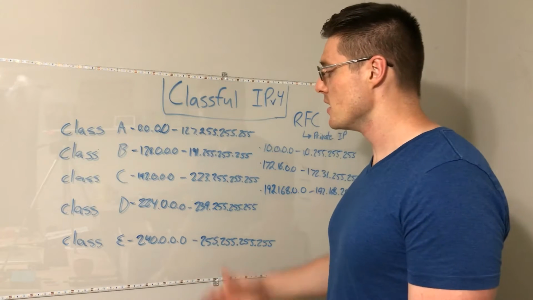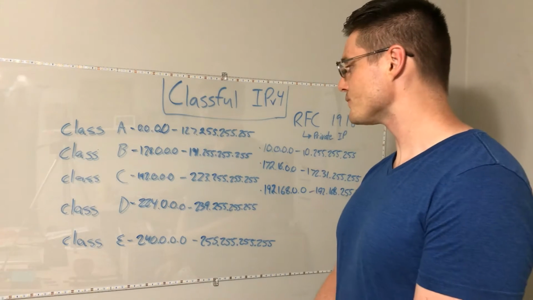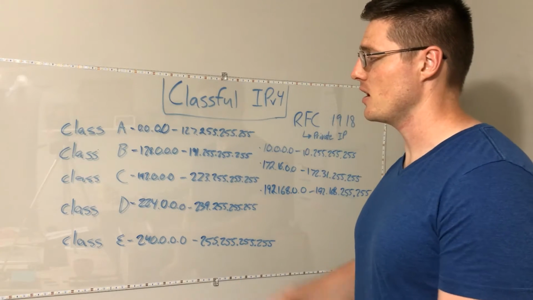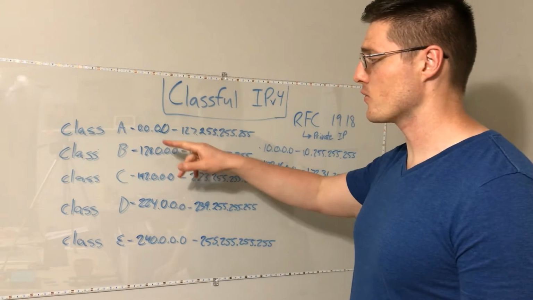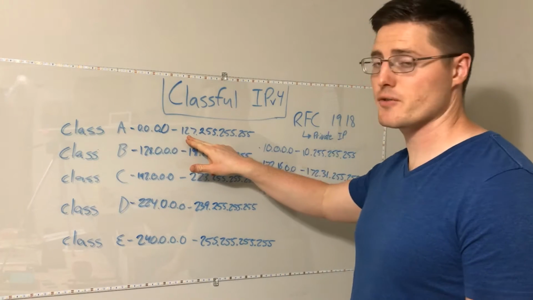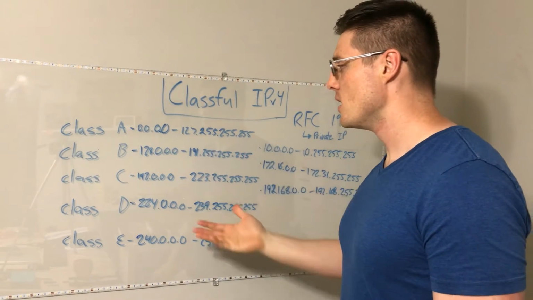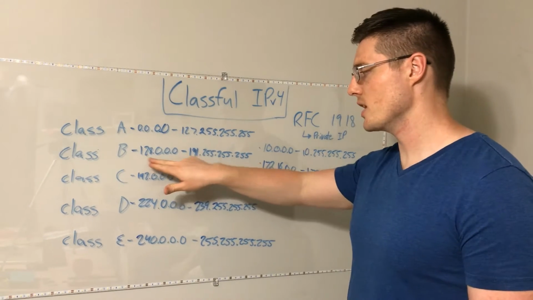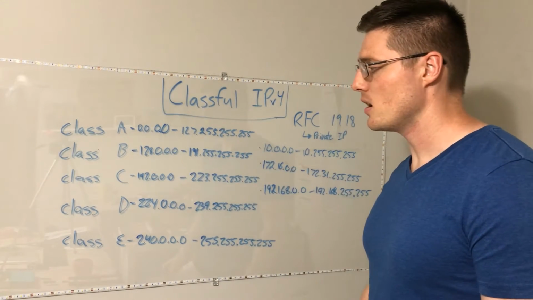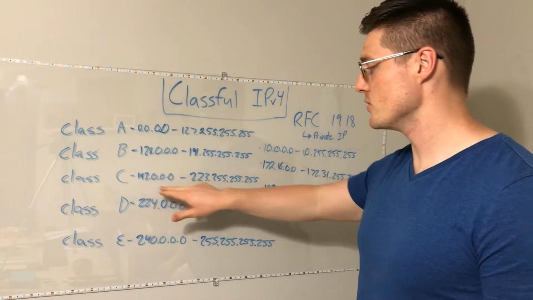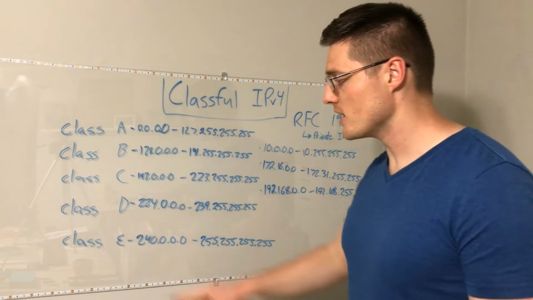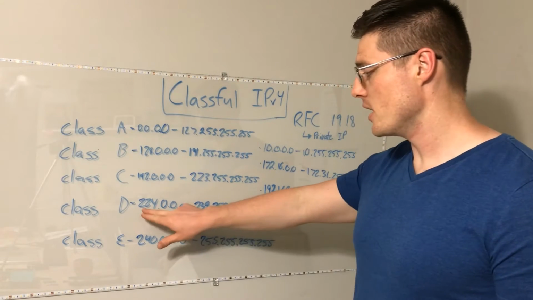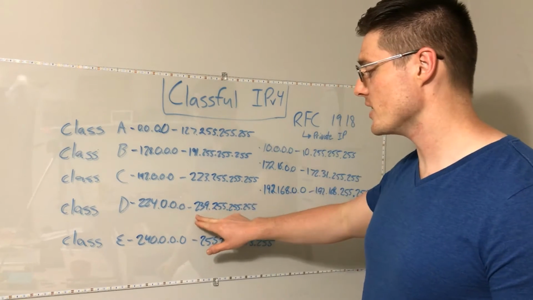Going further, with classful routing, you will have IP addresses that fall from 0 to 127 in the first octet, and they belong to Class A. For Class B, it's going to be 128 to 191. Class C is 192 to 223. Class D is for multicast applications and protocols, and that's going to be 224 to 239.